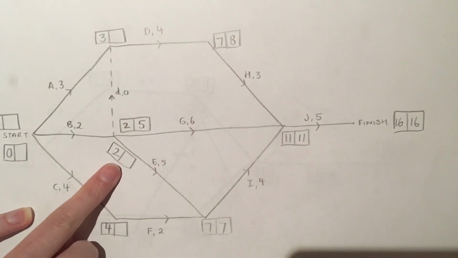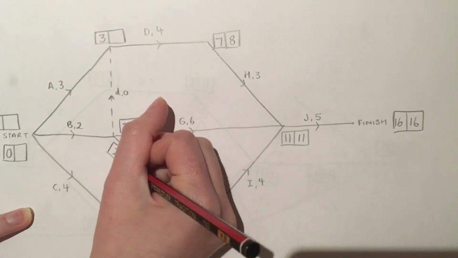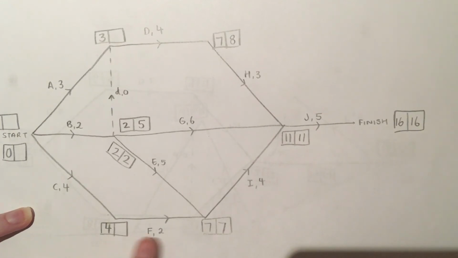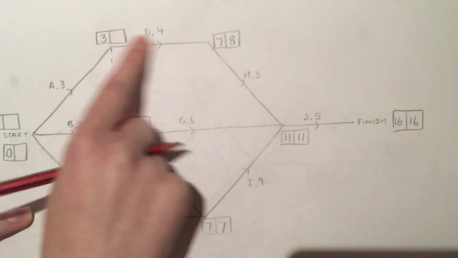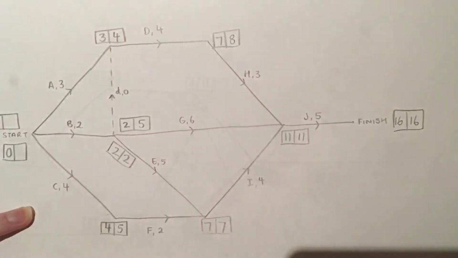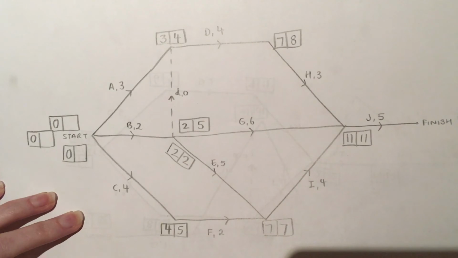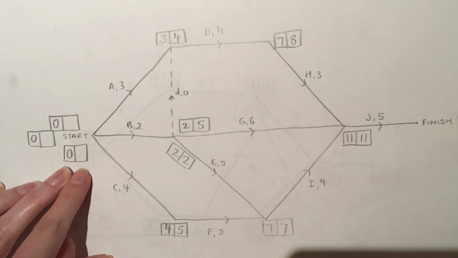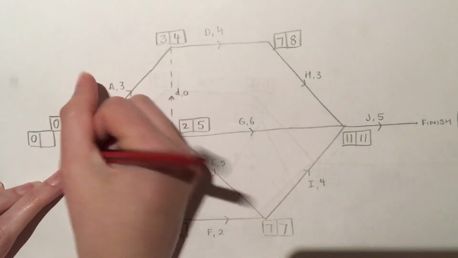To get box E, I have to go backwards on E. So I've got 7 take away 5 is 2. To get box F, I have to go backwards on F. So 7 take away 2 is 5. To get box D, I have to go backwards on D. So 8 take away 4 is 4. All right. And then to get box, where are we? Here. This is box C. So it's going to be 5 take away 4 is 1.